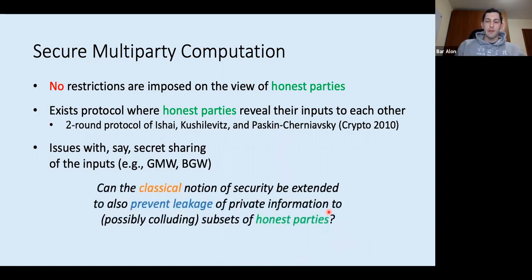Is there a way to extend this classical security notion that is being used so far to also prevent leakage of private information of honest parties to other honest parties, and maybe even a colluding subset of honest parties, so no three honest parties could learn more than they should learn? So this is the main question of this paper, and this is what I'm going to talk about for the rest of the talk.